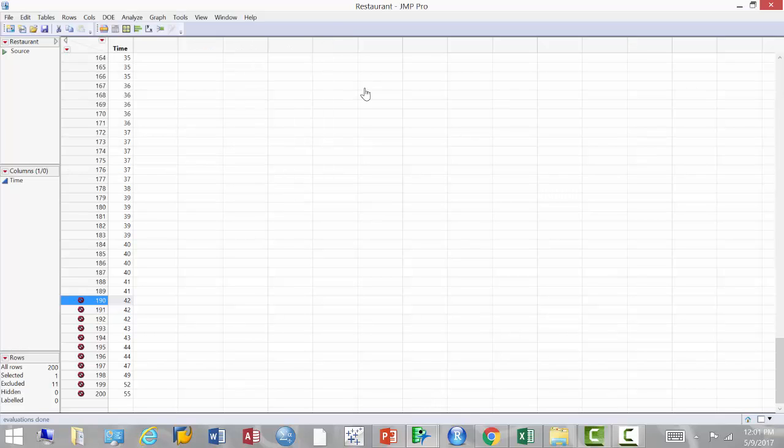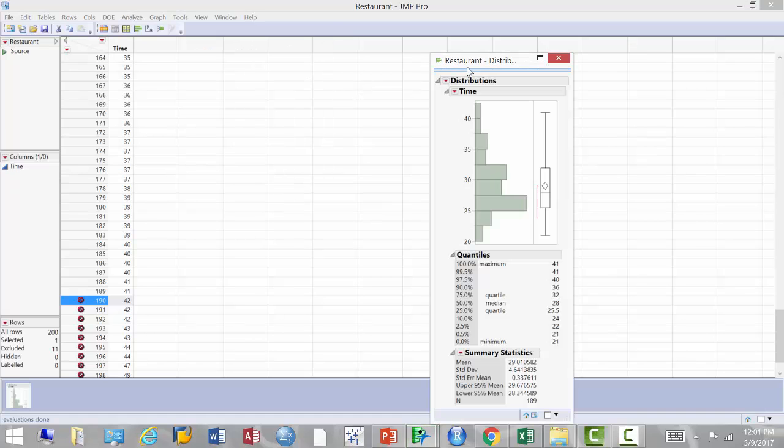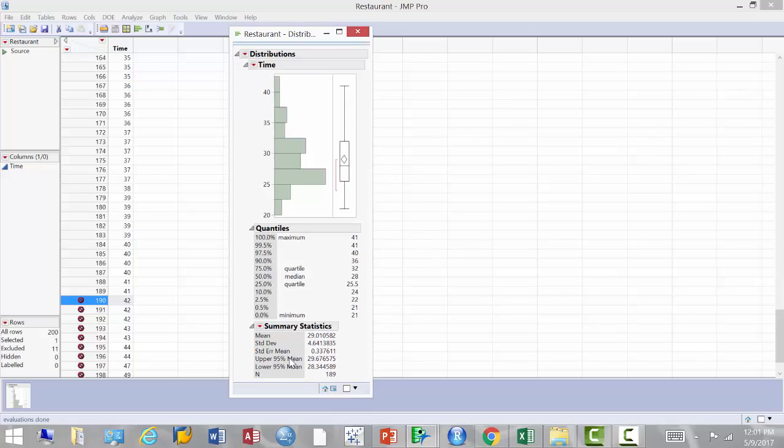Then you click OK, and there is your distribution, and the number of observations you can see now is 189, 11 excluded. It was 200 originally, but I excluded 11. So now it's a different distribution which excludes the outliers. And you can see now that my box and whiskers is clean, it doesn't have any outliers listed, because I removed them.